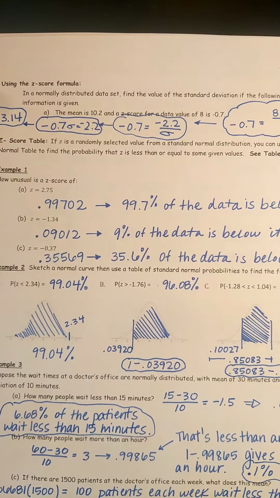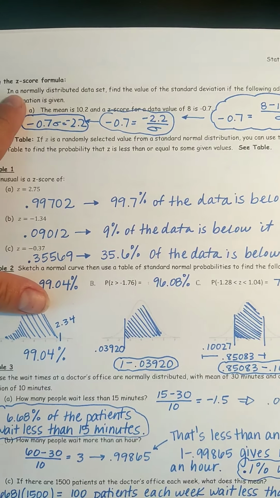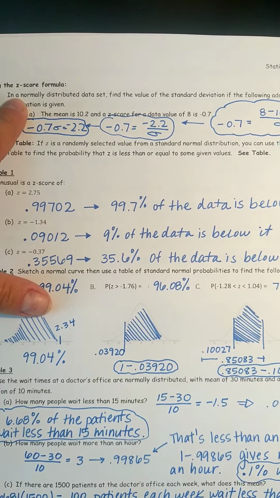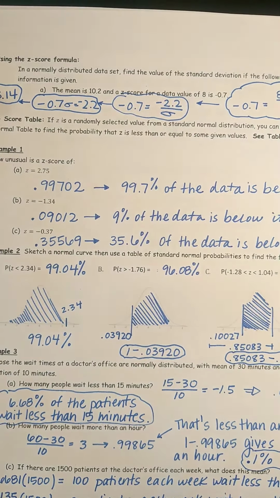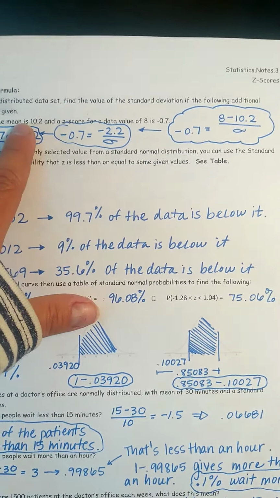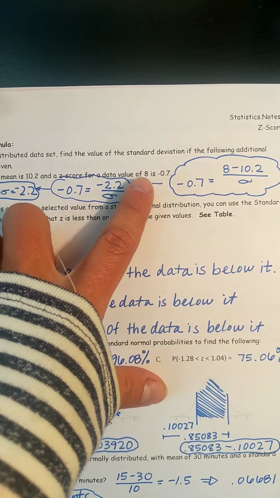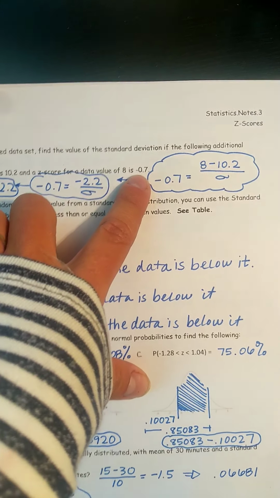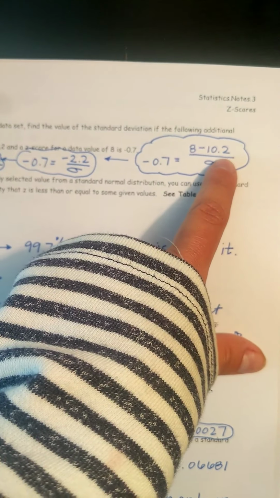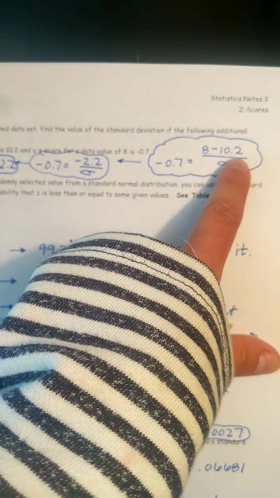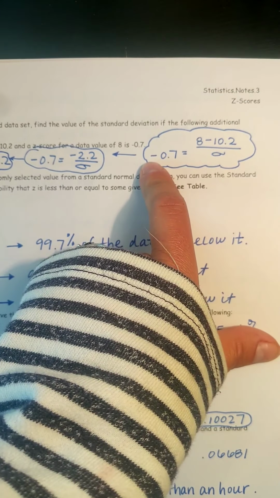One of the things you should notice is that across all of these problems, it tells you it's a normally distributed data set, because otherwise we cannot use this kind of information. So this first example says the mean is 10.2 and the z-score for a data value of 8 is negative 0.7. So I plug in what I know. My data value is 8. I subtract the mean, it's just that formula you use to find z-score. I divide by the standard deviation, which I don't know, and this is my z-score.